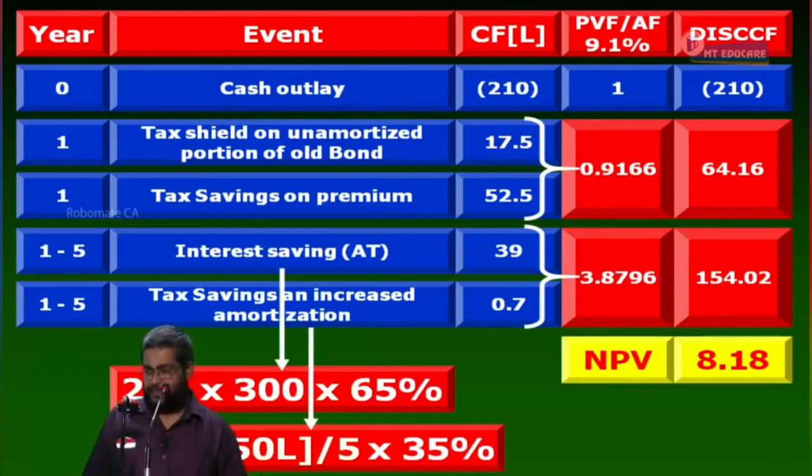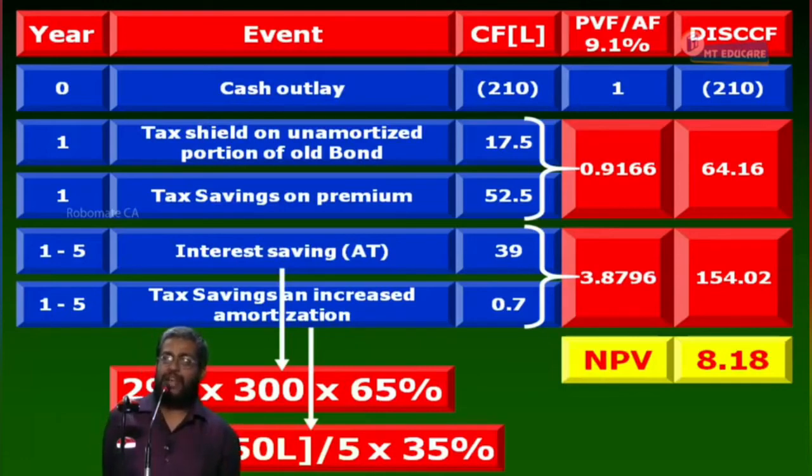Tax savings on writing off premium on redemption. So go to the calculation. How much premium on redemption here? 150 lakhs into 5%, so 150 lakhs into 35%. What's the amount? 52.5 lakhs. This is the first year. Can I proceed? Next, point number 3.